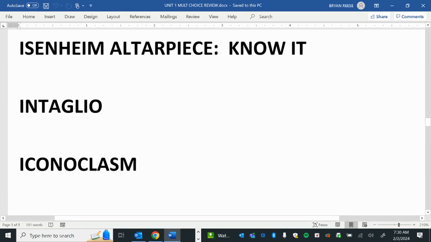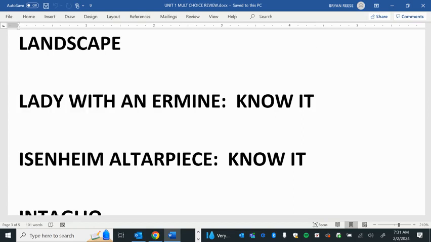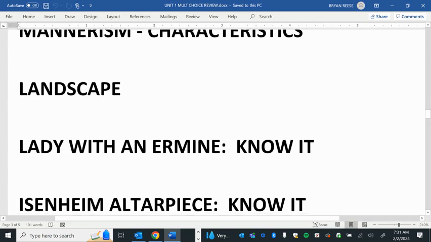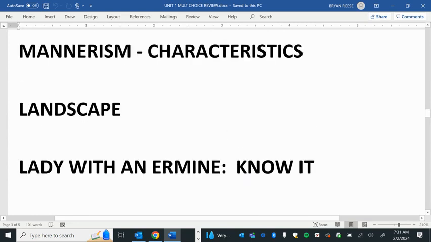All right, the Eisenheim altarpiece. Know it. I talked at length about the Eisenheim altarpiece. That's the one about St. Anthony's fire. Lady with an ermine. I talked at length about that. There's a question about something that I discussed in class. I want you to know what a landscape is. That's one of those art terms you should have known before you started this class. There's a question about the characteristics of mannerism. How would you know mannerism if you saw it?